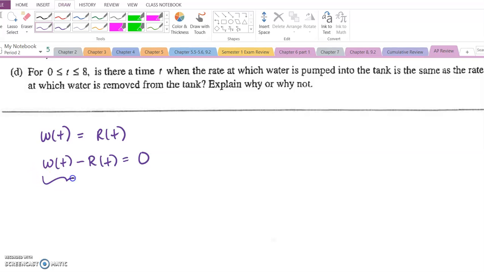So we're going to look at this function right here. We know that W of t is a continuous function because it is 2000 e to the negative t squared over 20, and it's an exponential. Yes, there's other stuff happening to it, but generally it's an exponential function.